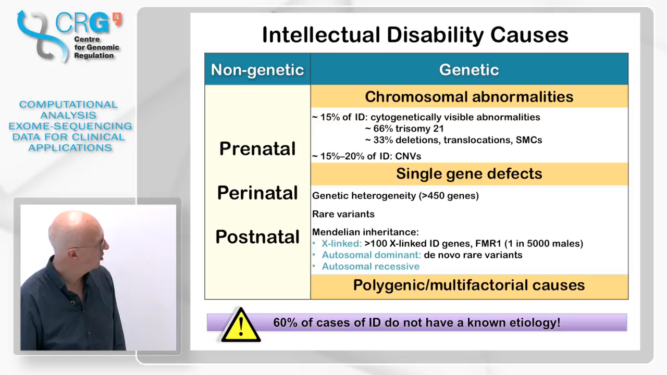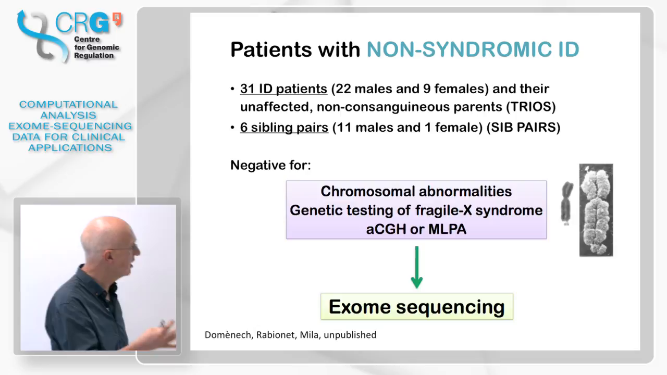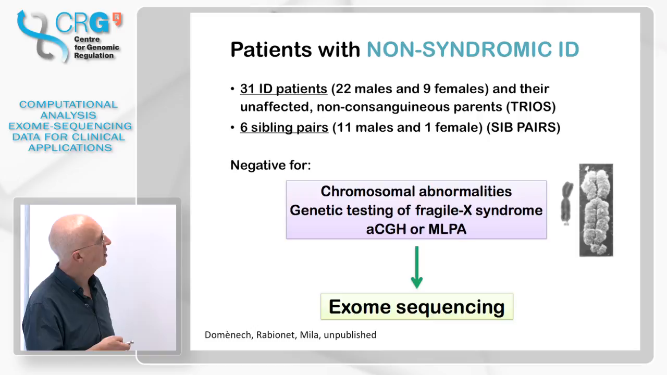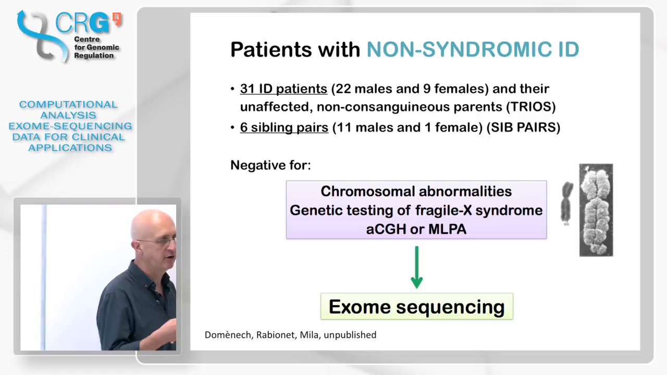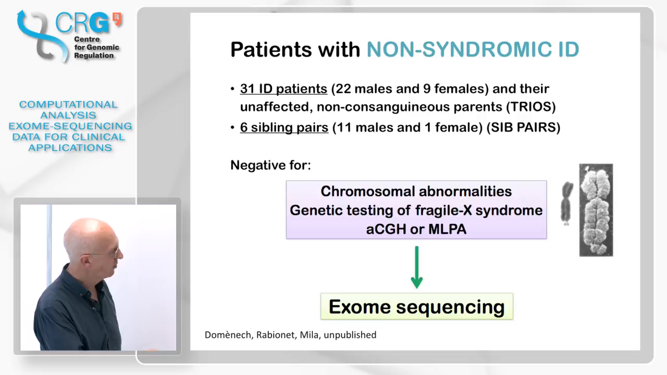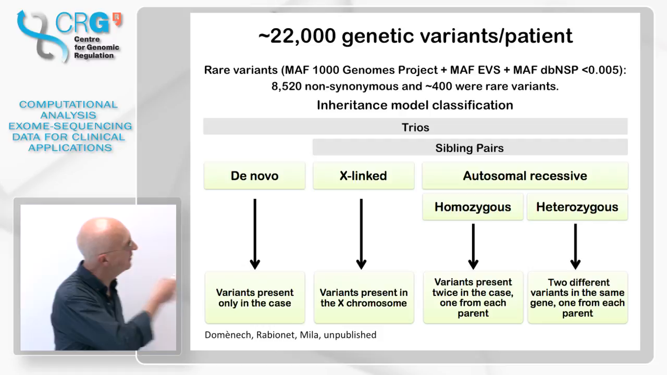So one pilot project that we did was in collaboration with people of the clinic hospital here in Barcelona, in which we took trios of individuals that were affected, and also sib pairs in which several individuals were affected by the phenotype. We excluded chromosomal abnormalities, and we excluded fragile X syndrome, which is the most common cause of hereditary mental retardation, and then we performed exome sequencing.